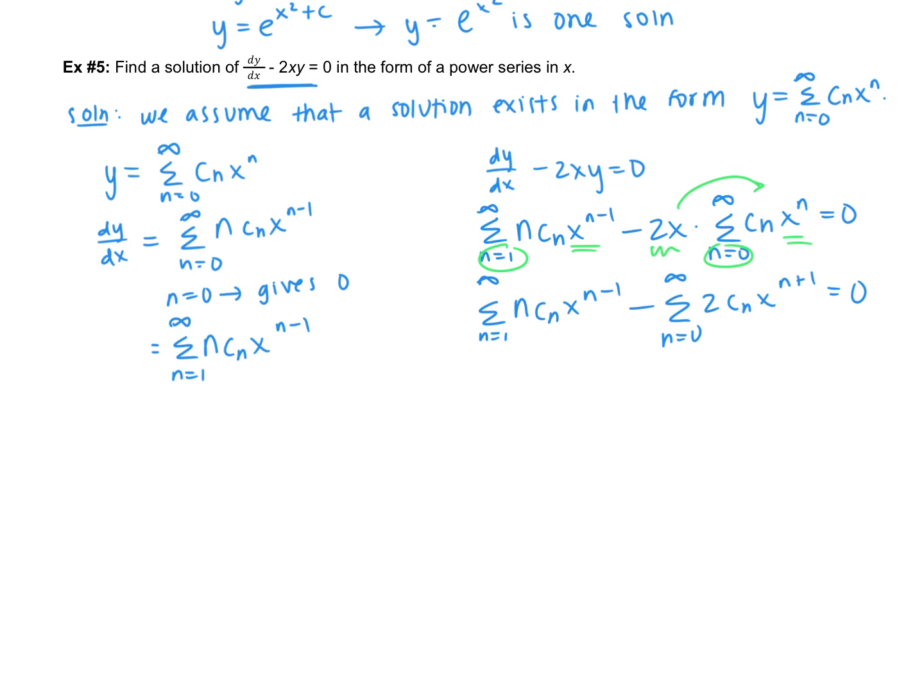So the first thing that we did, if you remember, is make sure they start with the same power of x. So if we substitute in n equals 1, we have x to the 0. If we substitute in n equals 0, we have x to the first. So that's a problem. If we remember, what we did is we pulled out that x to the 0 term. So substituting in n equals 1, I have 1 times c1 x to the 0. Because I took out that n equals 1 term, I now start at n equals 2. And everything else is going to stay the same.